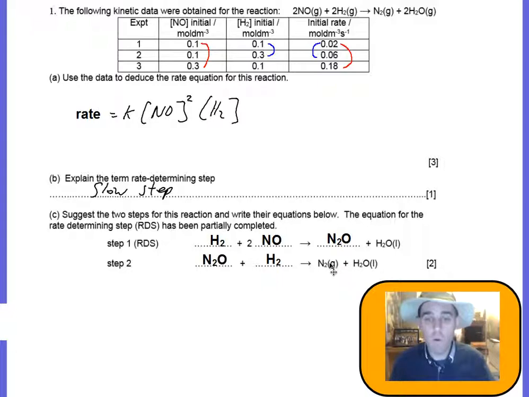So overall, we've got 2 lots of H2 reacting with 2 NOs. That cancels out, that cancels out. We make 2 waters and 1 N2, and that's exactly what we've got along the top there.